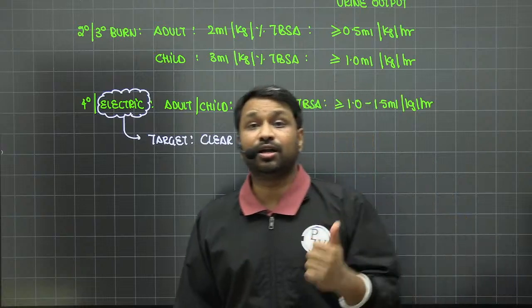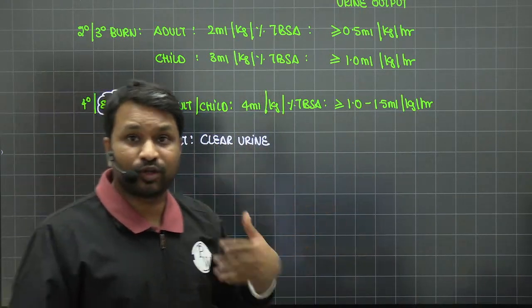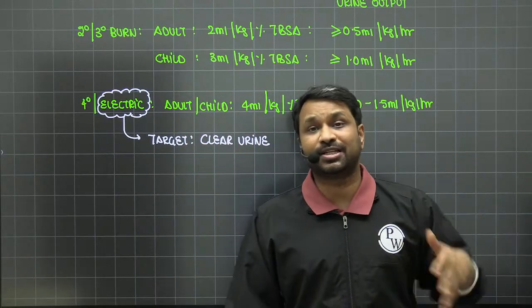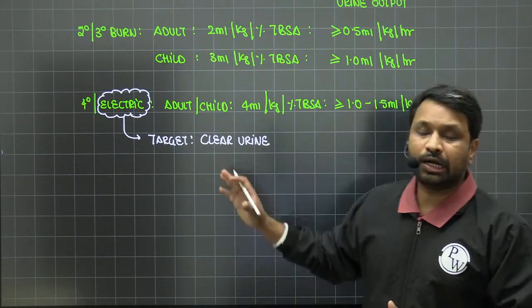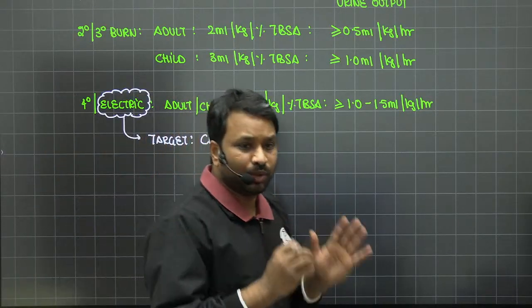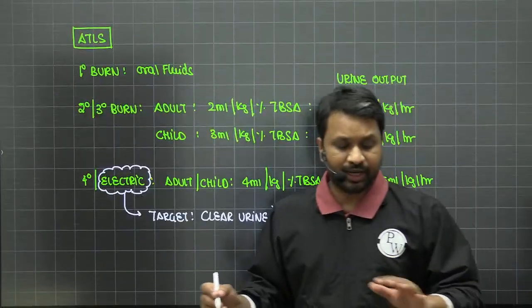So presence of dark colored urine indicates there is myoglobinuria. So you have to give more fluid so it flushes it out, and that fluid resuscitation will be continued until you get a clear urine. It's as simple as that. The target is quite simple. You need to have a clear urine for your electrical burns.